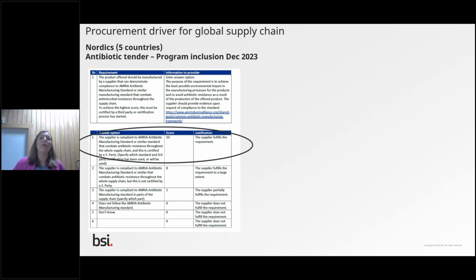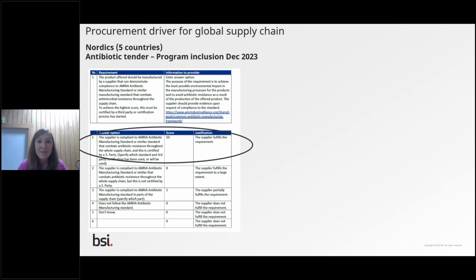The first is the Nordics region, that's Finland, Sweden, Denmark, Norway, and Iceland. The five countries have come together to create their next antibiotic tender for their national health systems, so the national health system in Norway or Sweden, etc. They've come together to set requirements for their antibiotic tenders to procure antibiotics for their domestic national market and patients. Those tenders are now live from my understanding, and they are waiting for the environmental part. Quality, price, safety, all of those are part of the requirements for the tender, but also environment, which is a really key new area.